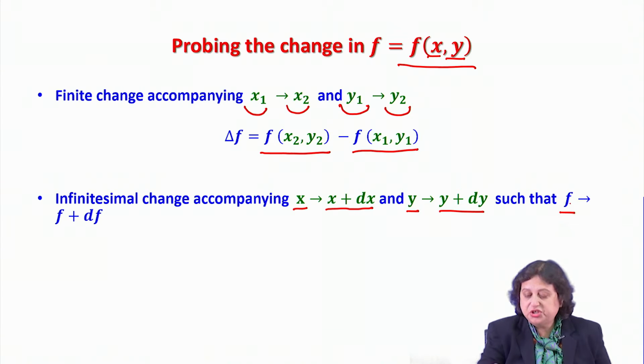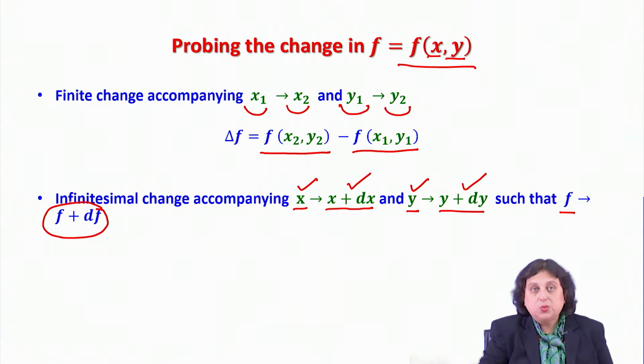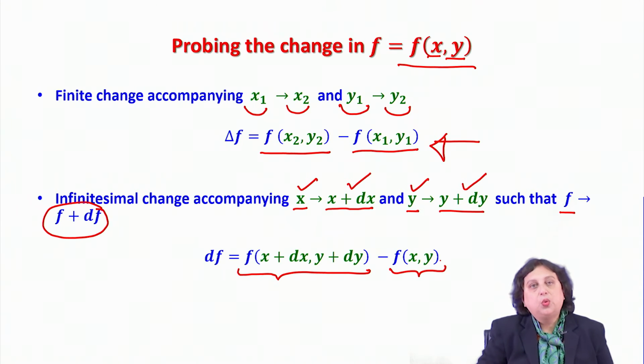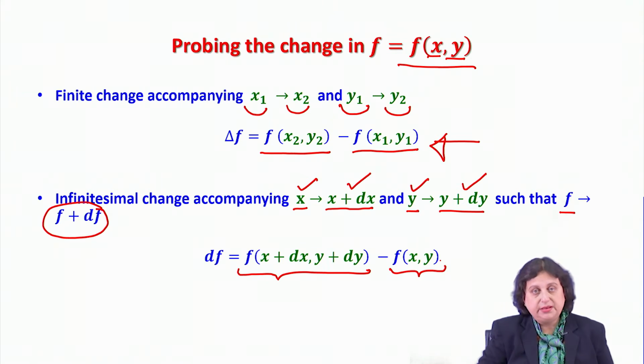So f, which is a function of x and y, will now have a new value because at the new point x is equal to x plus dx and the new value of y is y plus dy, and therefore the new value of f is f plus df. So what is df? Df, once again, just like the equation that I have shown to you earlier, is the value of f at the new values of x and y minus the value of f at the old values of x and y. Therefore, as the system changes by changing the values of the independent variables x and y, there is a corresponding change in the value of the dependent variable f.